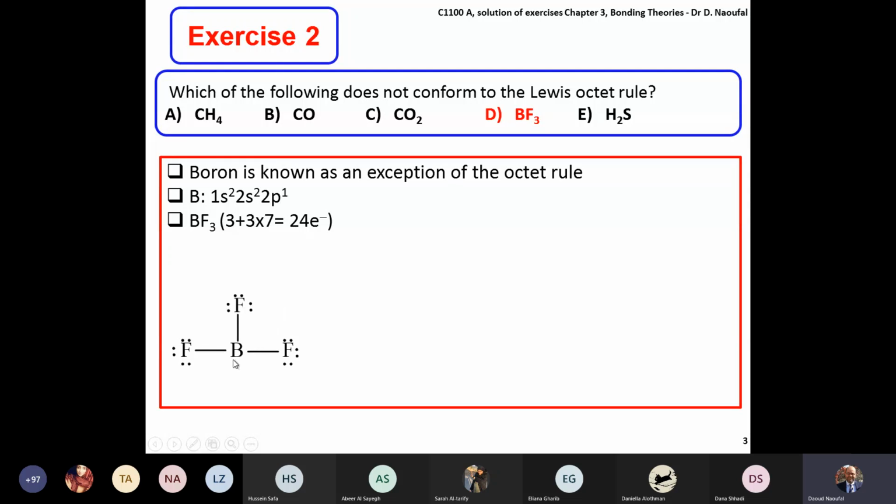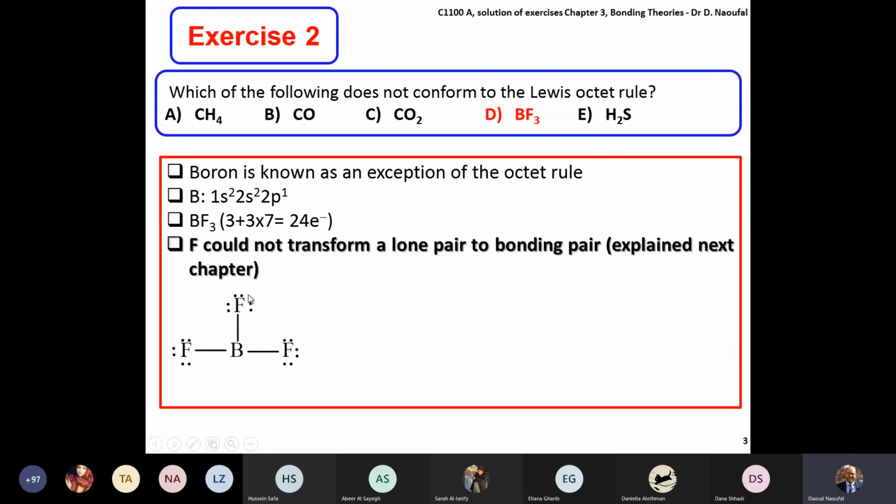Okay, so the structure is the following. As I said, we cannot transform a lone pair from F to boron in order to have the octet rule, so boron is an exception, and I will explain in the next chapter why F cannot transform a lone pair to a bonding pair. So the correct answer is D.